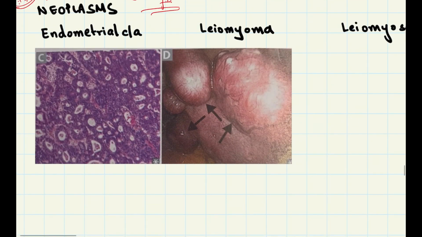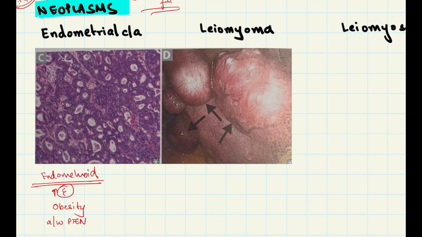Now let us move ahead to the endometrial neoplasms, right? So endometrial carcinoma is the most common gynecological tumor in the US, right? The patient will present with irregular vaginal bleeding. There are two types. First is endometrioid, which is caused by unopposed action of estrogen, right? And it is associated with obesity and metabolic syndrome. The histology will show abnormally arranged endometrial glands, and it is also associated with PTEN mutation.